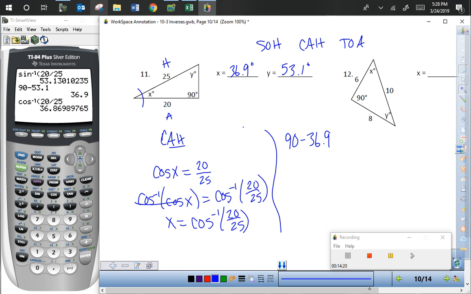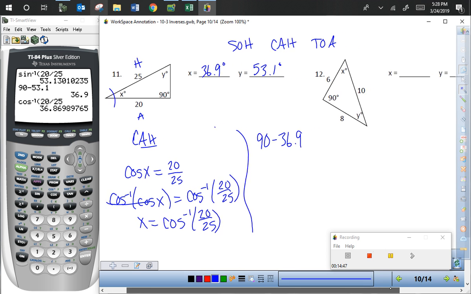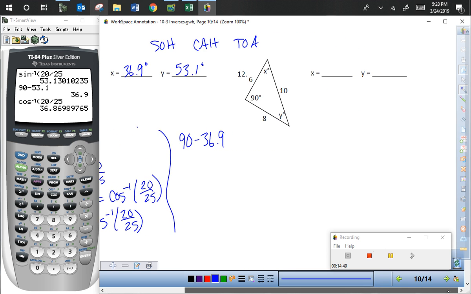So don't feel bad if you see the same angles appear over and over again. They show up often when you're dealing with those Pythagorean triples. All right, number 12, you'll see it's a little bit different than the ones we've been doing because there are 3 sides given. What that means is we have 3 options. Just like with our first example, when you have all 3 sides, you can use sine, cosine, or tangent.